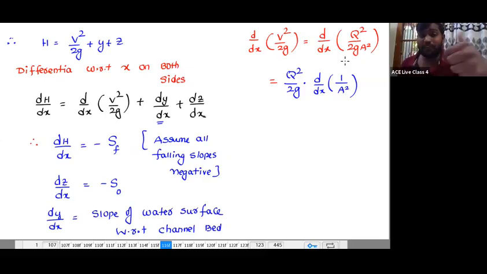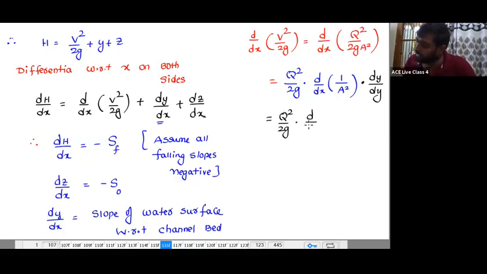Okay. So as A is a function of depth, can you differentiate A with respect to x? What is A? Area. A is nothing but cross section area, my dear. Cross section area depends upon depth of flow, not on the length. Yes or no? So as A is a function of y, I cannot differentiate with respect to x. For that, what I do is multiply and divide with dy. Then you can differentiate with respect to y. So now Q square by 2g, you take this d by dx as d by dy of 1 by A square into dy by dx.